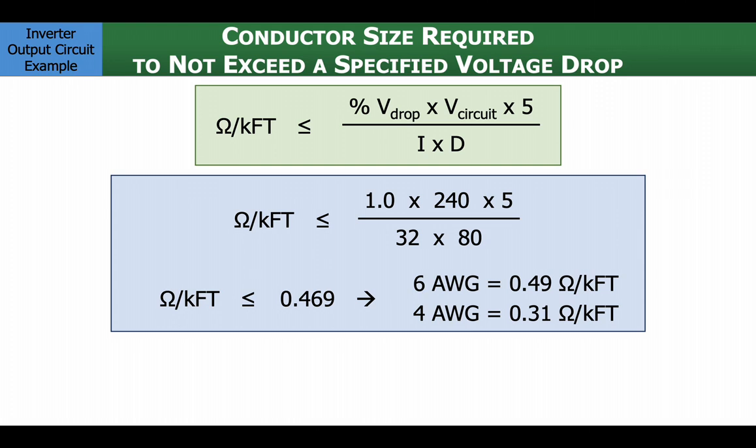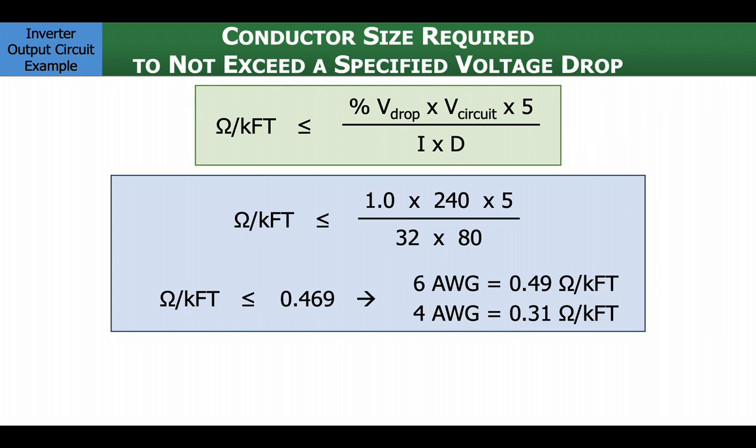Go to the table, and we see that it kind of fell in between. So we're in Chapter 9, Table 8 here. We see Table 9, I'm sorry, because we're doing the AC side. So our 6 AWG conductor has a resistance of 0.49 ohms per 1,000 foot, just a tiny bit above that 0.469 that we got when we solved our equation. And if we go to the next bigger size, we're looking at a 4 AWG conductor, which has a good bit less, 0.31. So 0.49 with the 6 AWG conductor and a little more resistance is going to mean we're going to have a tiny bit more than 1% voltage drop.